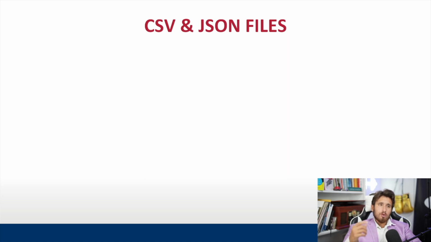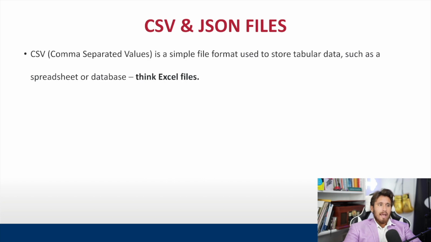Now let's jump into CSV and JSON files, guys. These are two different file types that we're going to be working with today. A CSV means comma separated values. Think of it as an Excel sheet, think of it as columns and rows.